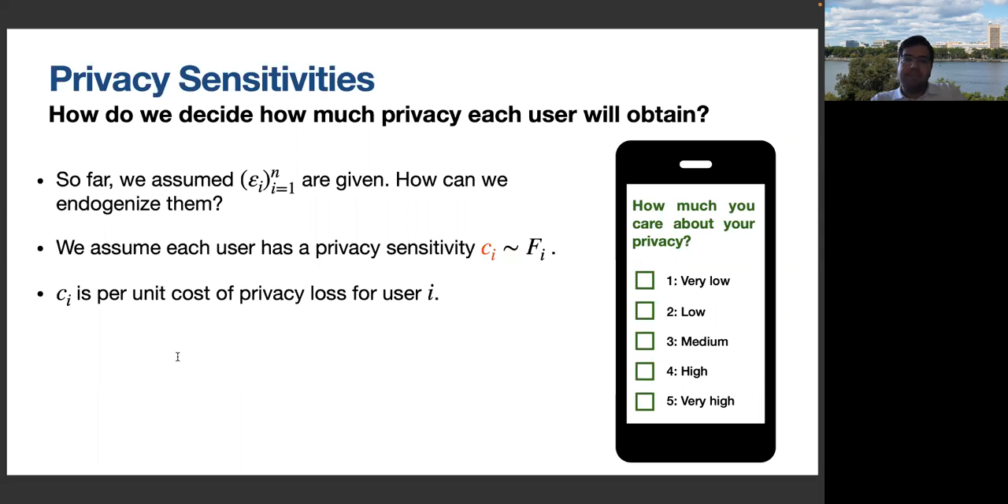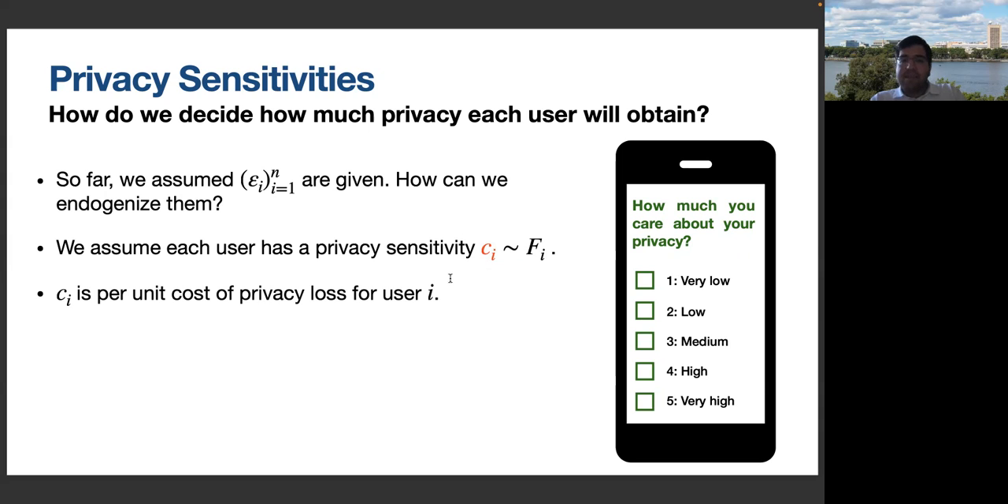So we consider a similar setting here. In particular, we assume each user has a privacy sensitivity ci drawn from some distribution F1. You can think of it as, for instance, the medical app that collects your data asks you how much you care about your privacy from 1 to 5. 1 is very low and 5 would be very high. And this would be the ci that you report. And ci, as we will see later in the definition of the user utility, is the per unit cost of privacy loss of user i.